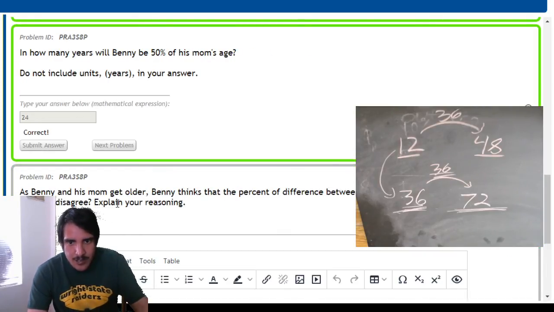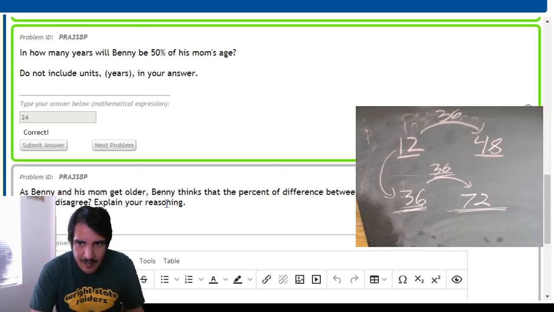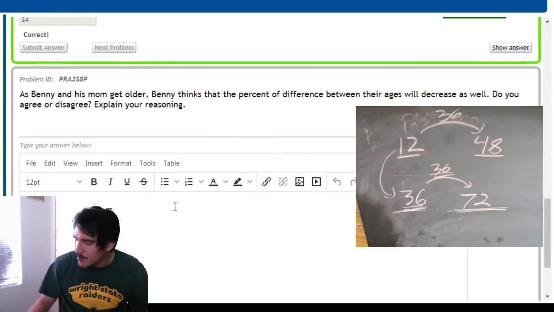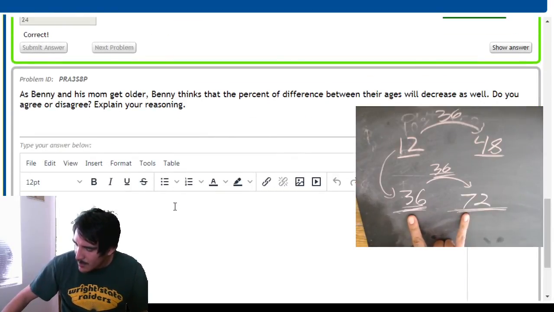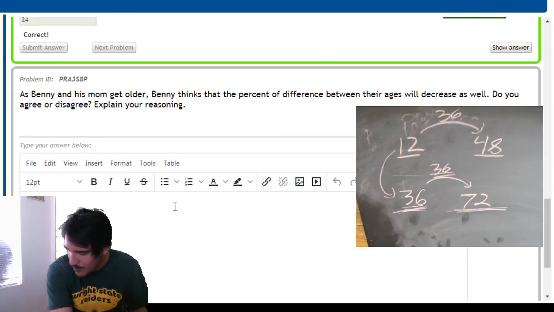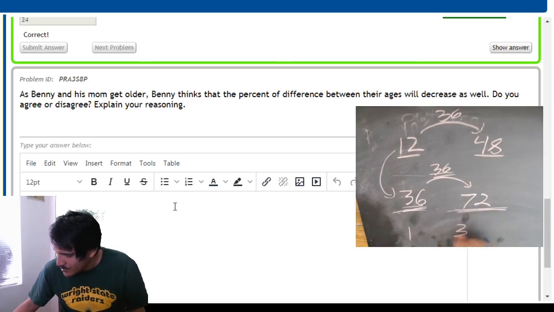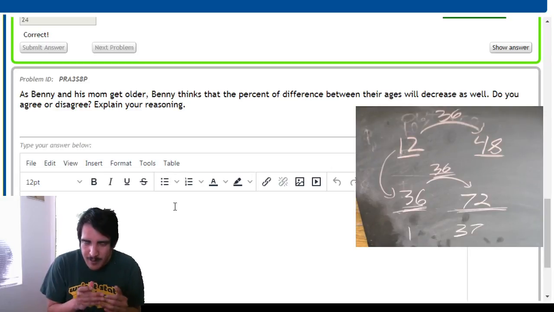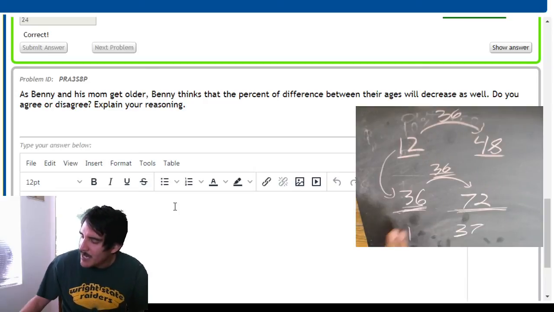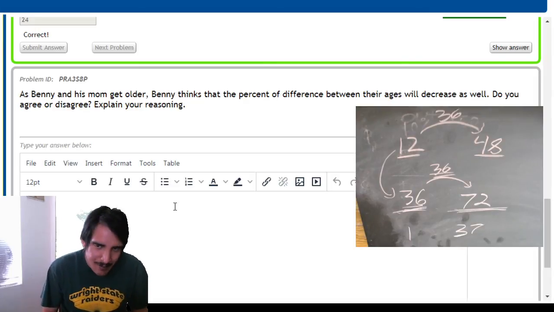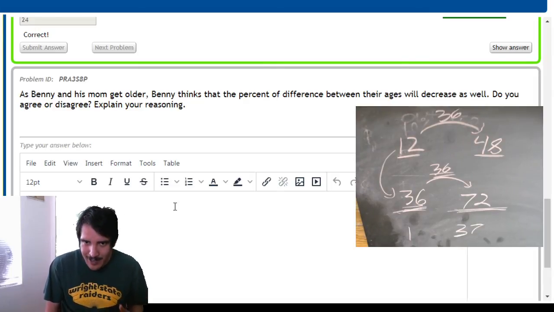As Benny and his mom get older, Benny thinks that the percent of difference between their ages will decrease as well. Do you agree or disagree? So I think so, because when he's older, he can be like half his mom's age. Like when he's first born, he's 1 year old and she's 37. She's 37 times his age. So when he's a real small baby, his mom is going to be many times older than him. But as they both grow old, she's not going to be 37 times older than him. She might only be twice as old as him later on, right?